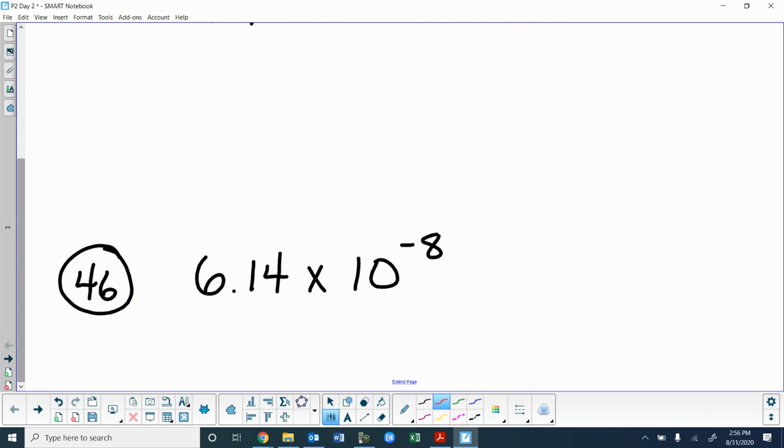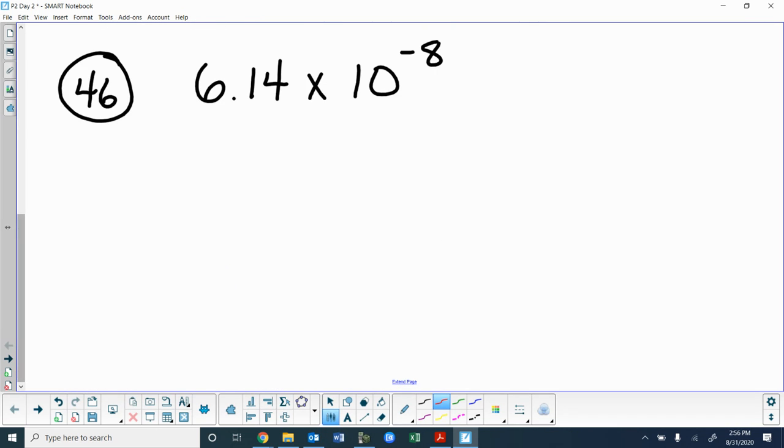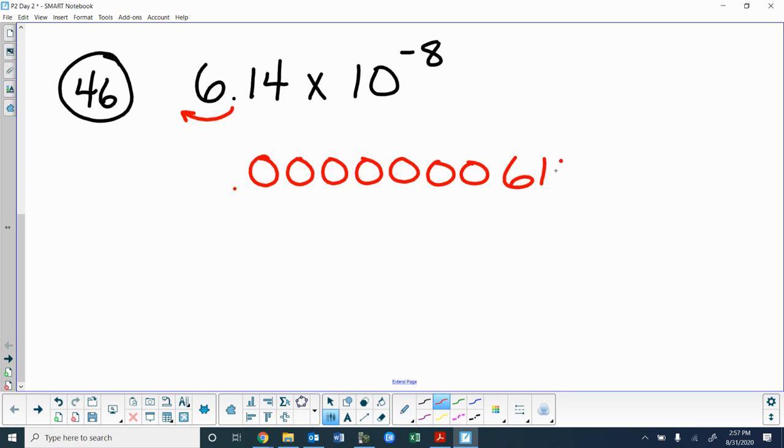The bottom here is a scientific notation problem. I just want you to write it in normal form, which would be decimal form, I guess, is what we call it. And anyway, that is 6.14 times 10 to the negative 8. So I want to write it in its proper form, so I put my decimal point, and I'm going to move it to the left 8 places. That's going to put 7 zeros in front. So there's 1, 2, 3, 4, 5, 6, 7, and then the 6, 1, 4.